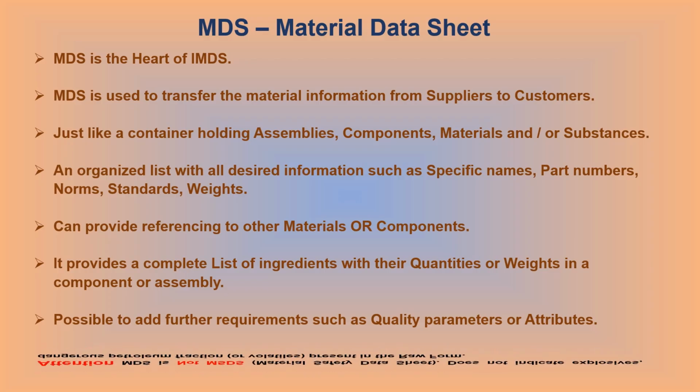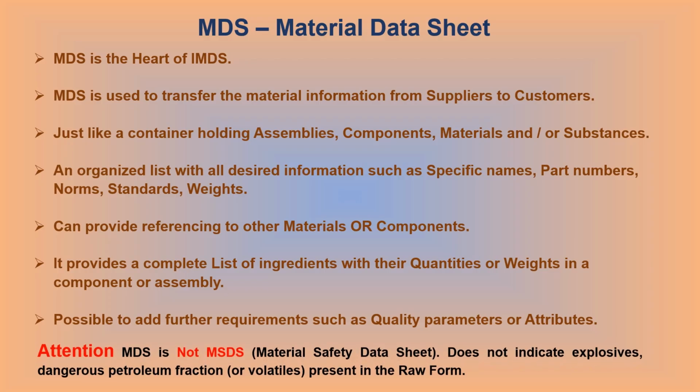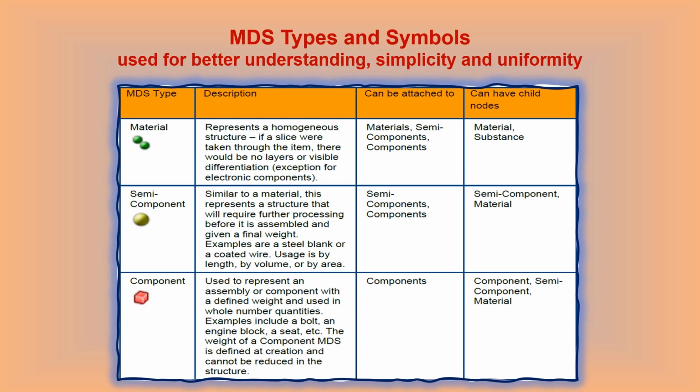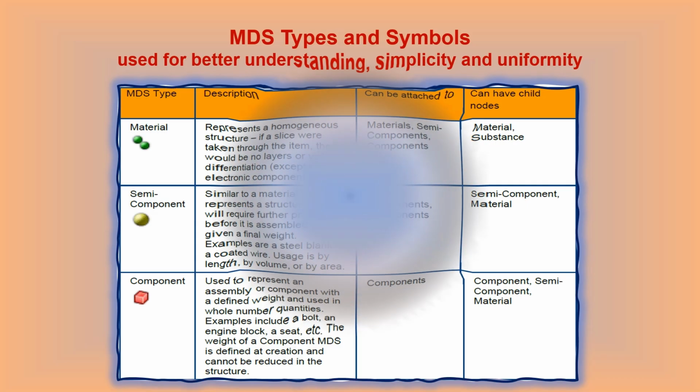MDS is not MSDS. It does not indicate explosives or dangerous fractions present in the raw form. Basically, MDS is of three types, namely material, semi-component and component. For better understanding, simplicity and uniformity, typical symbols as shown on the screen are used. It is possible to attach child nodes, also shown in the table.